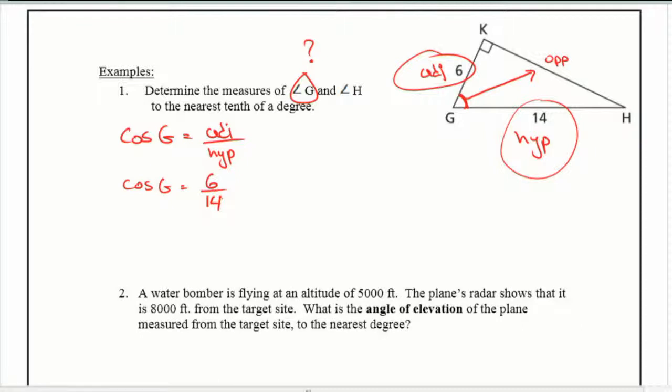And because I'm trying to find the angle G, I'm going to take the inverse cosine of 6 over 14. That's going to give me the angle.